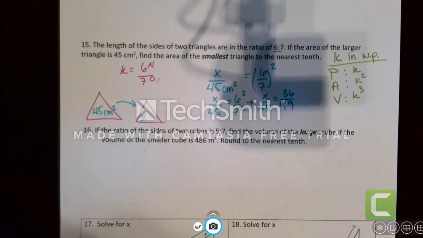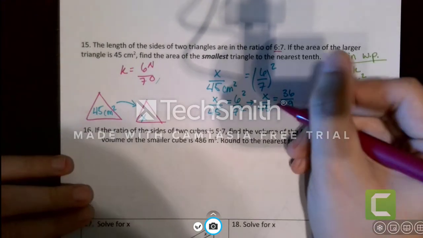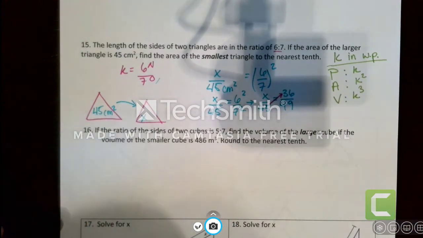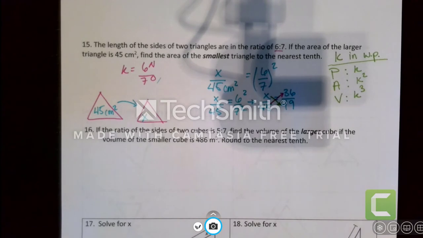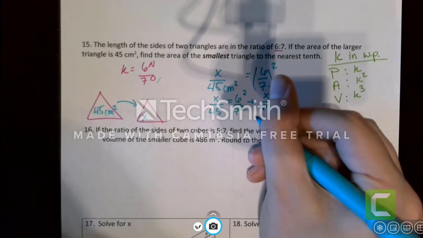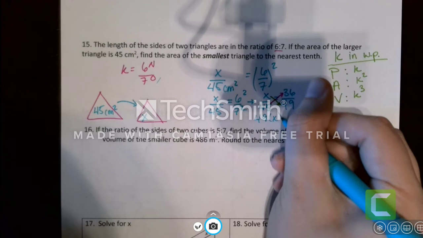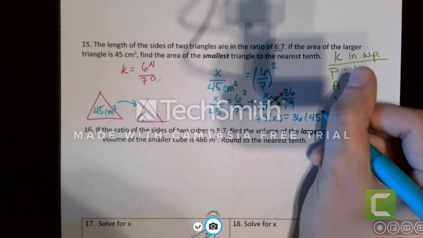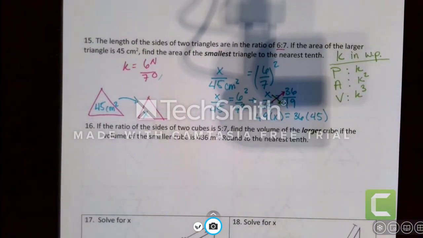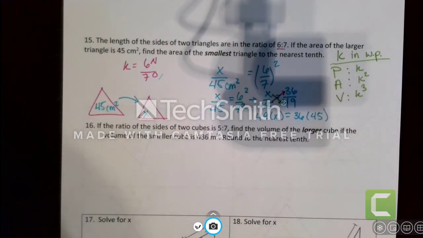Now we're going to do cross multiplication, which means we have 45 times 36 and x times 49. Rewrite your equation below as 49 times x, which is equal to 36 times 45. When you multiply the right side out, you will have 36 times 45, which is equal to 1,620.